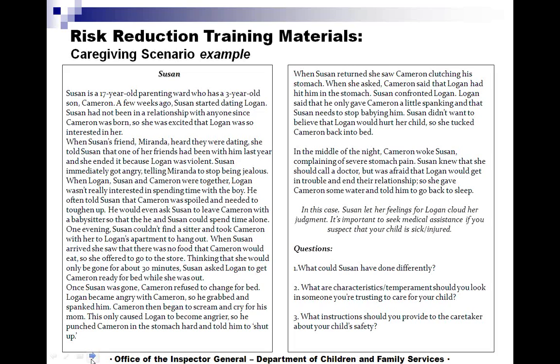The prompting question that we have in this case is, while Susan did not have a reason to believe that her son was unsafe with Logan, what are some of the attitudes that might have suggested that he might not be the safest person to care for her child?